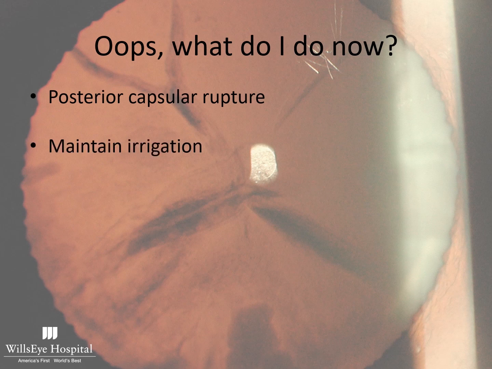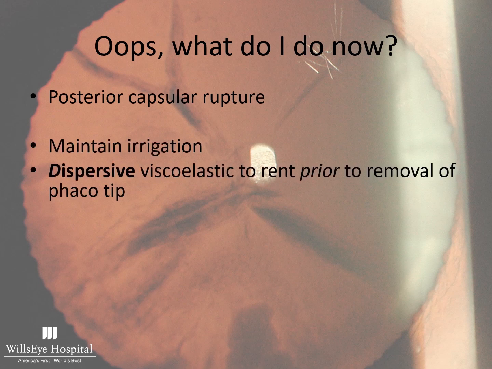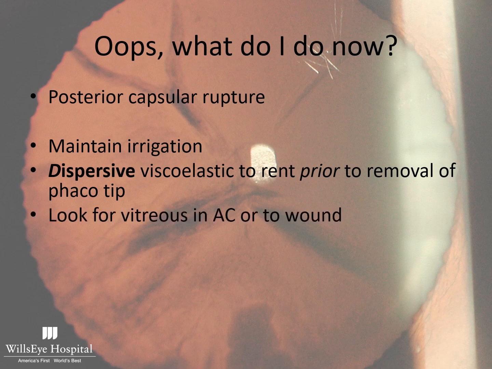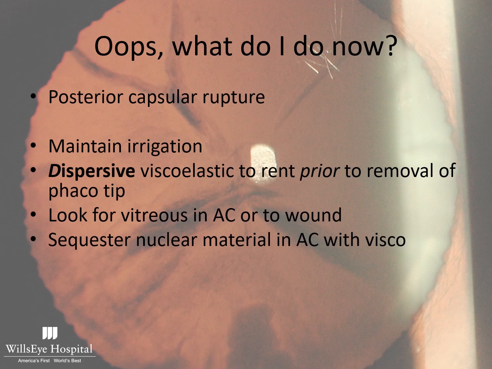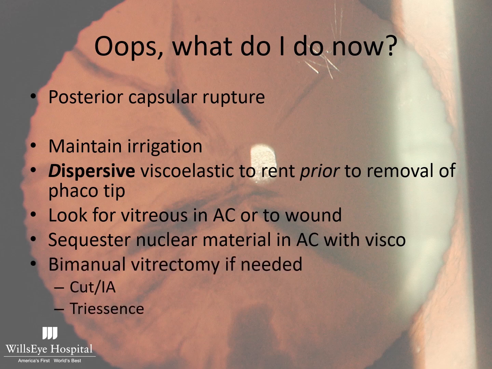Posterior capsular rupture, you want to maintain irrigation. Don't rip everything out of the eye. You want to place dispersive viscoelastic in the rent prior to removal of the phaco tip. This is an OKAP question. And you want to look for vitreous in the AC or in the wound. Sequester nuclear material in the anterior chamber with viscoelastic. Bimanual vitrectomy if needed. Cut the IA or use Triesence.